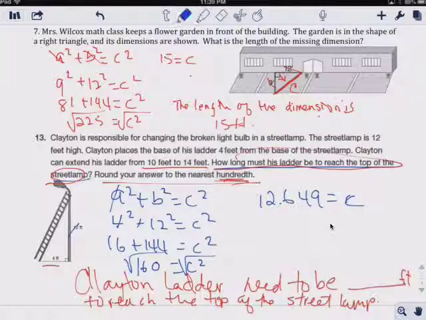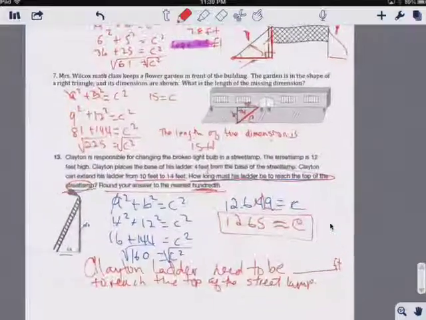Now, the hundredth place, therefore, this is a 9. That turns the 4 into a 5. So 12.65 is about C, because we round it, okay? That's our answer.